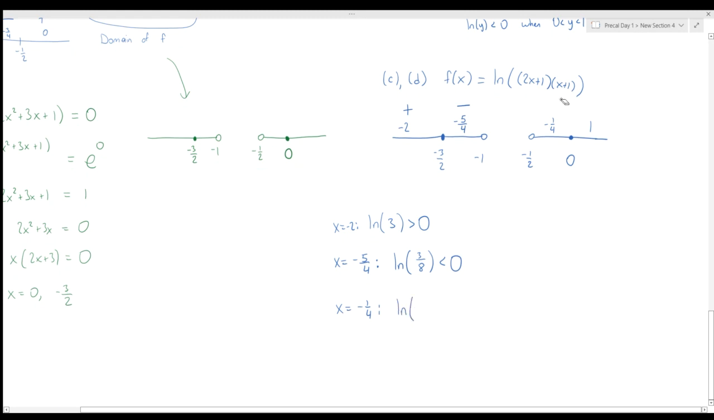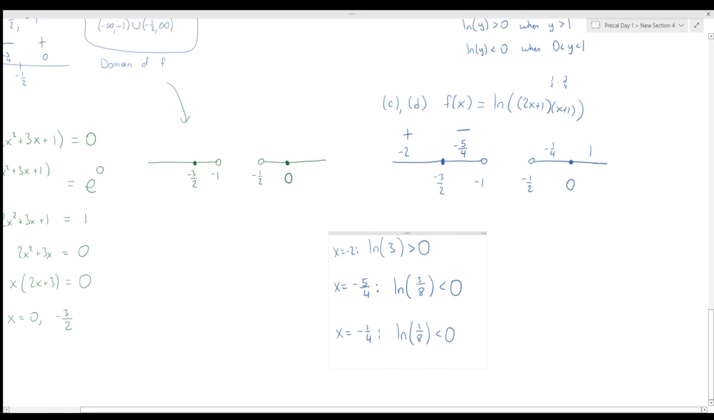So if x is -1/4, that's 3/4. -1/2 plus 1 is 1/2. Is that, oh, it's 3/8 again. Okay. So when x is -1/4, it looks like you'll get natural log of 3/8. And then we know that that's negative because 3/8 is between 0 and 1, okay?